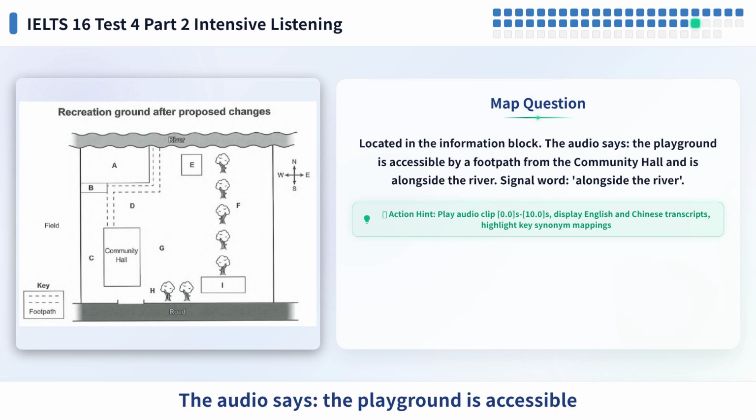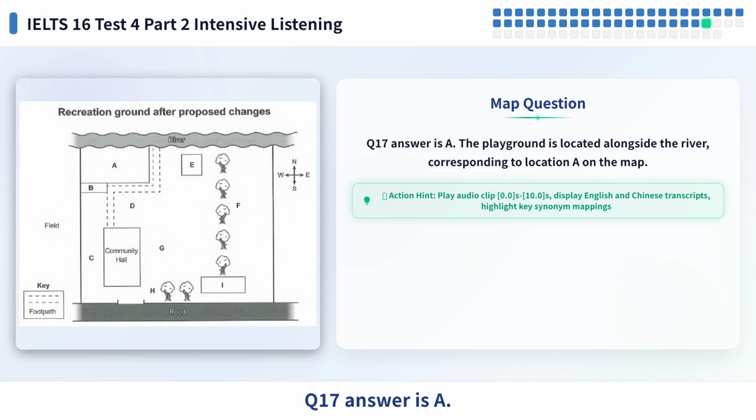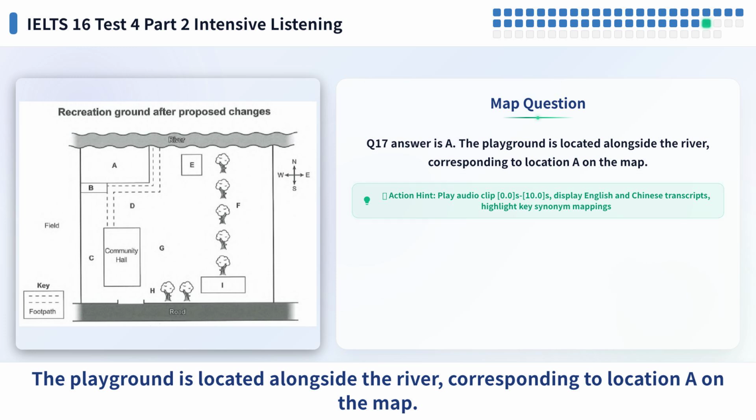The audio says, the playground is accessible by a footpath from the community hall and is alongside the river. Signal word, alongside the river. Q17 answer is A. The playground is located alongside the river, corresponding to location A on the map.